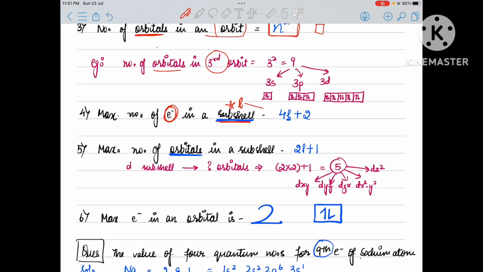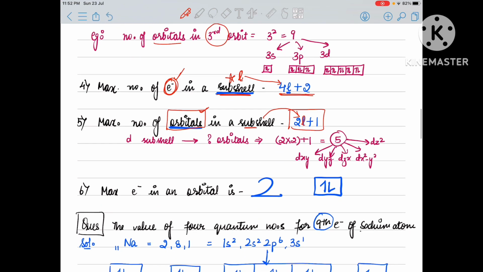The formula must include L. So the formula will be 4L plus 2, right? And for the number of orbitals, you know that electrons are always more than orbitals, right? So the formula also has a larger number. Here, for the maximum number of orbitals in a subshell, the formula is based on L. Why again here subshell? So the formula should include the L value. You can see the example here also.